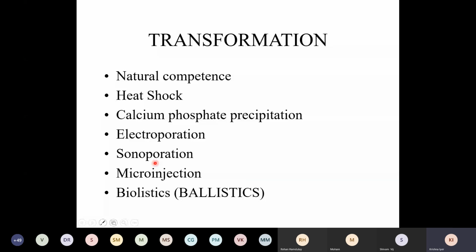Some bacteria have a natural ability to take up plasmids which are present in the medium. If you have a bacterium of that type which you are going to use for amplification, you are lucky. Usually many bacteria don't have that property, only a few of them have that.